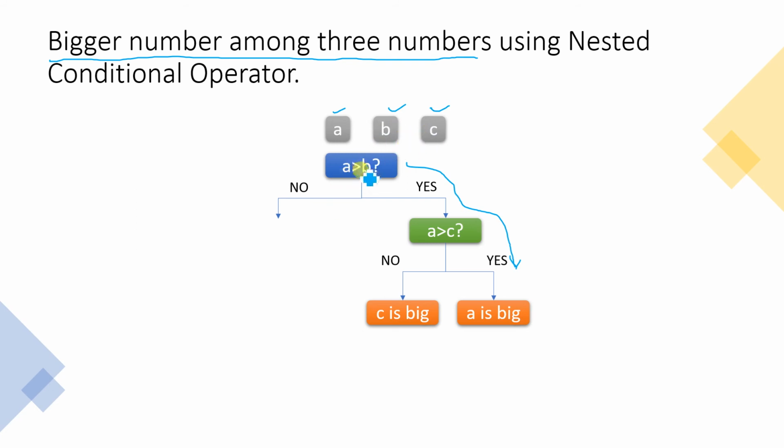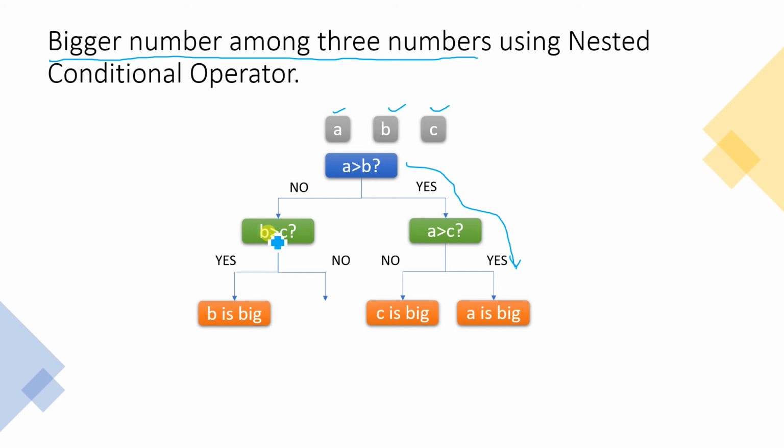So whenever we compare B with C, we will check whether B is greater than C. There are two situations: either it will be yes or it will be no. So if it is yes, that means A is not greater than B, that means B is big. B is greater than C, yes. So if B is greater than C, then obviously B is big.